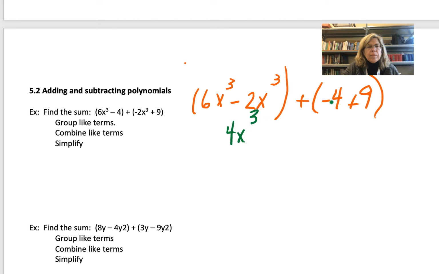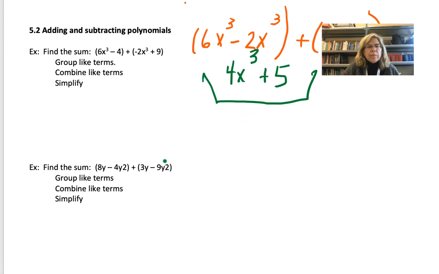And then minus 4 plus 9 is minus 5, so that's plus 5. So 4x cubed plus 5 is the simplified answer. Okay, let's try another one. And this time I'll put them on top of each other like they do in the book.